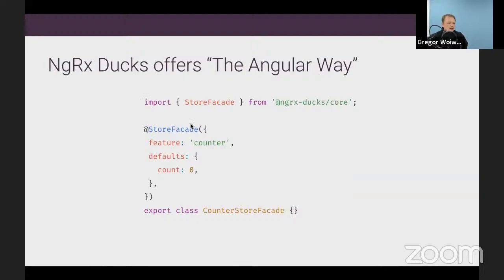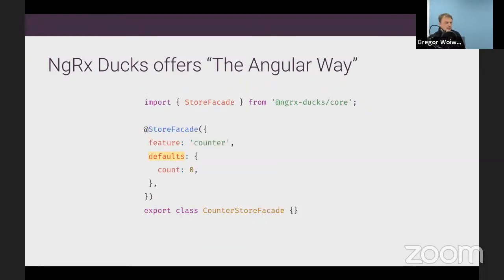So what does the decorator do? We have a decorator called StoreFacade. And the StoreFacade takes a key called feature. You have to give your feature a name. In this case, I just call it counter for a simple counter example. And you have to pass some kind of default state information. Redux says that you always have to have a valid state in your application. And inside of your defaults, you can provide the default values, the start values when the app starts.